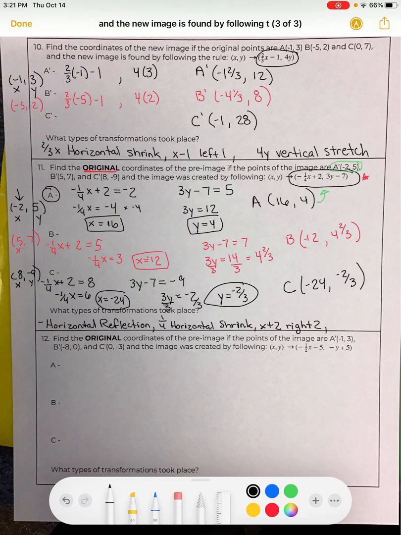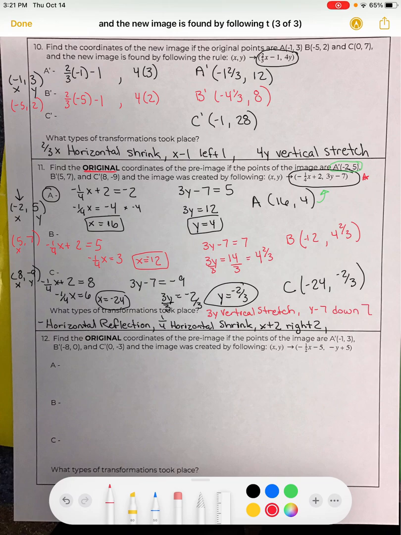This one has a ton. I don't even know if we put all that on there. Then you see, maybe I'll change colors so you can see, the 3y means vertical stretch. It's 3 times as big. And comma, the next thing I saw was the y minus 7 means down 7.